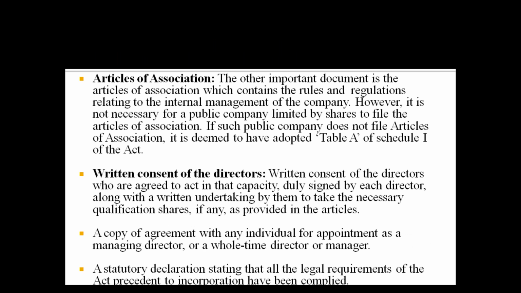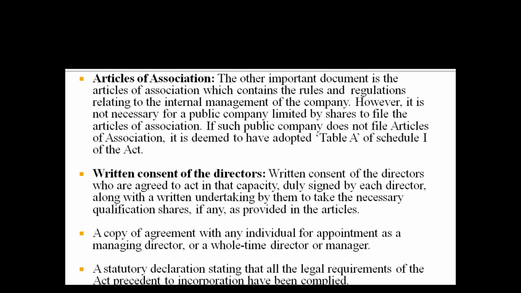Next is Articles of Association, another document that is used in this particular stage. It is a document which contains the rules and regulations pertaining to the internal management of the company. All the rules, regulations, policies, and procedures which are followed or will be followed by the company are written down in this Articles of Association. It is not necessary for a public company limited by shares to file the Articles of Association. If such a public company does not file the AOA, it can adopt Table A of Schedule 1 of the Companies Act, wherein it would find the Articles of Association which it can adopt in its organization.